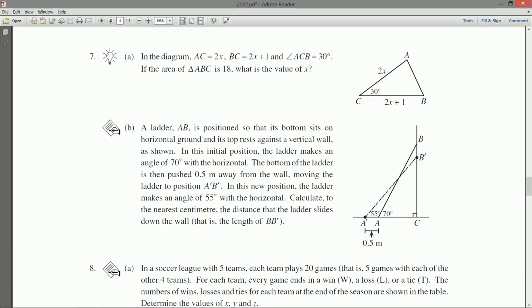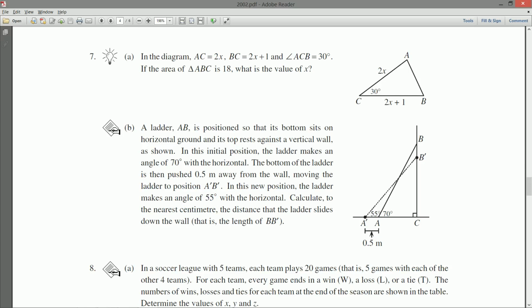The bottom of the ladder is then pushed 0.5 meters to a new point A prime, and then because the ladder is rigid, it's a fixed length here, it'll slide down to a new point B prime. Okay. In this new position, the ladder makes an angle of 55 degrees, as shown down here. Calculate to the nearest centimeter.